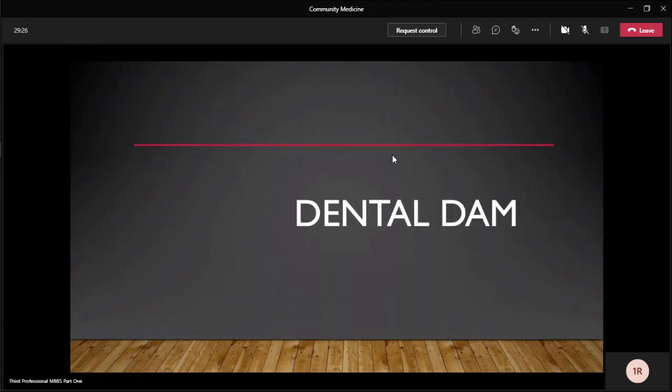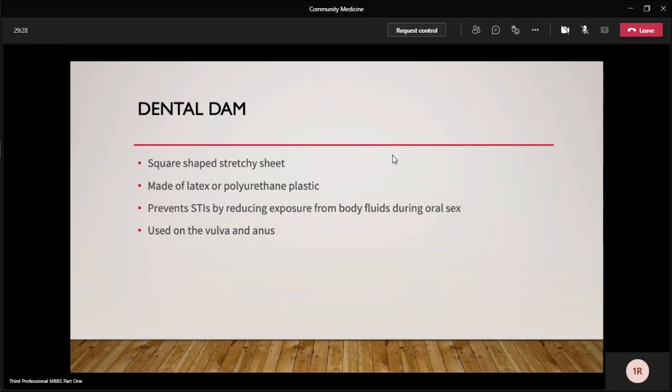These are used more for oral sexual intercourse. This is a square-shaped stretchy sheet made of latex or polyurethane, used on the vulva or anus. It can also be prepared from a male condom just by cutting the other edges, and you can see some demonstration on the CDC website. They show how this can be done.